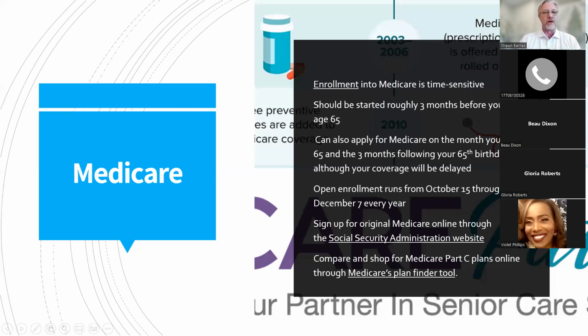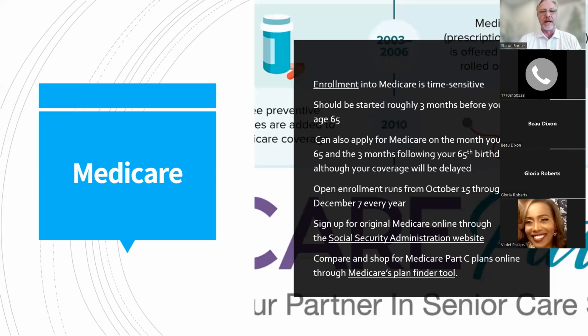Now, as y'all know, enrollment is time sensitive. And if you are nearing the age of 65, you want to begin the application process about 3 months out so that you can be ensured that you will have coverage on the day you turn 65. You can also apply the month you turn 65 and 3 months following your 65th birthday.